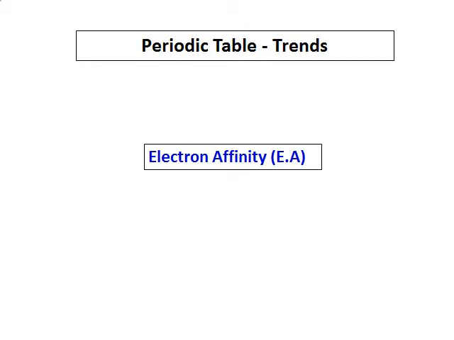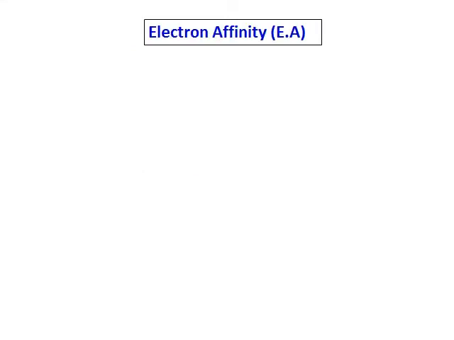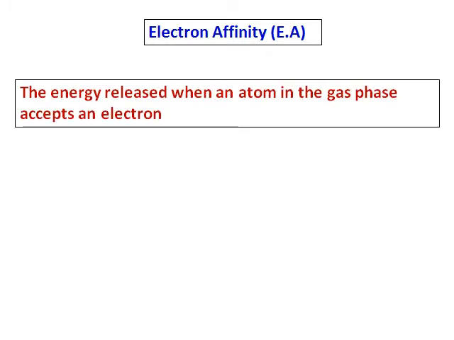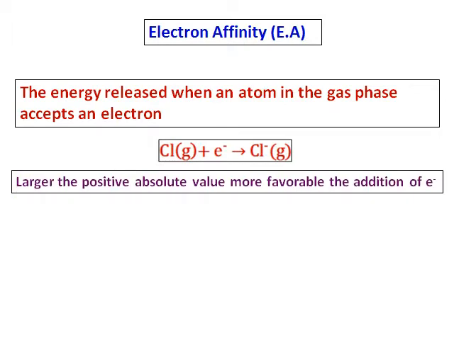Continuing with the periodic trends, we will learn about electron affinity now. Electron affinity is the energy released when an atom in the gas phase accepts an electron. It is the opposite of ionization energy. So that means Cl gas, when it accepts an electron, forms Cl minus, and the energy released during this process is the electron affinity.